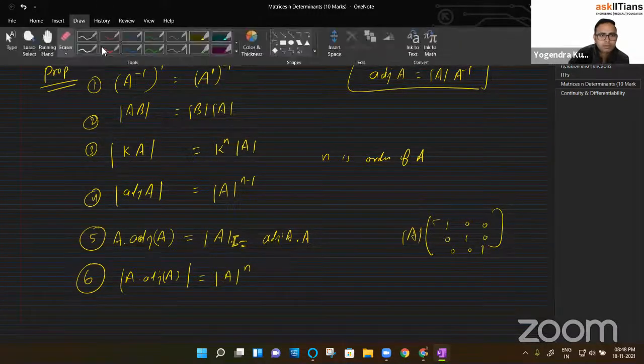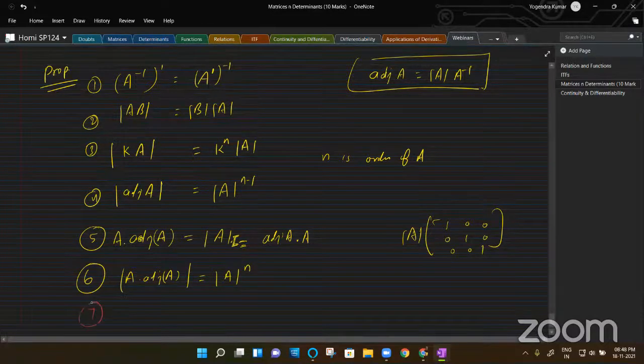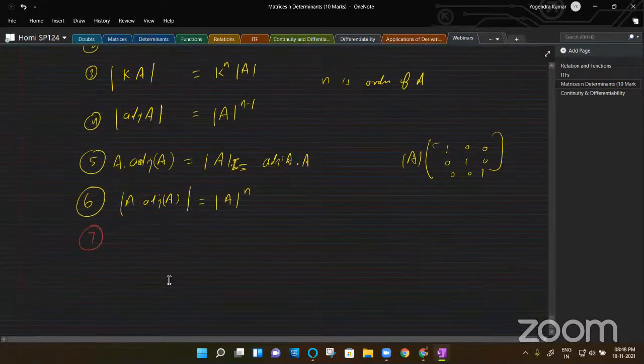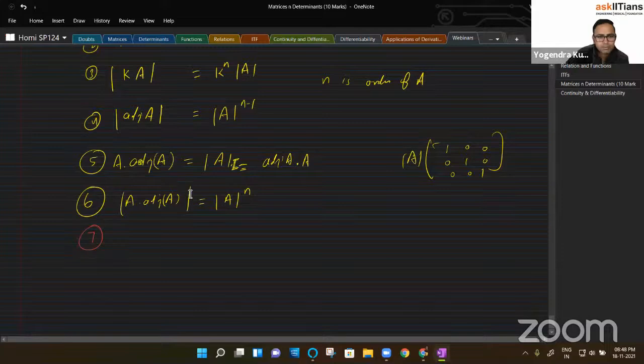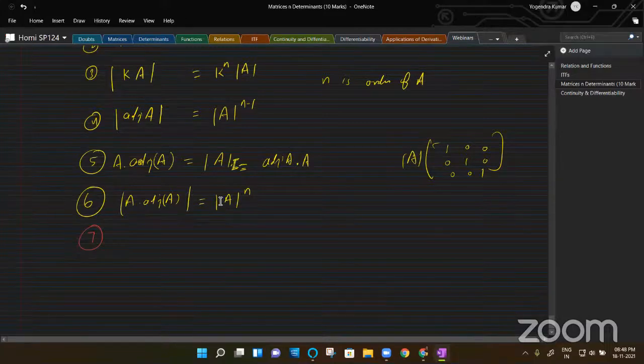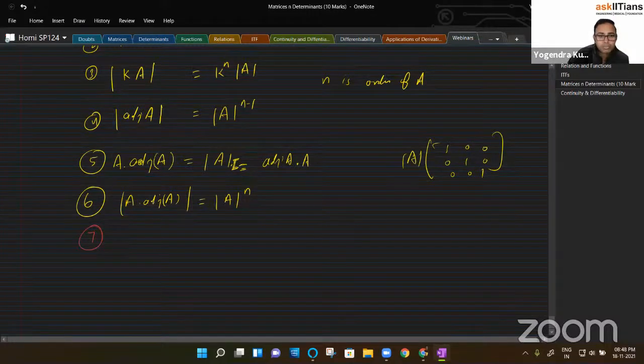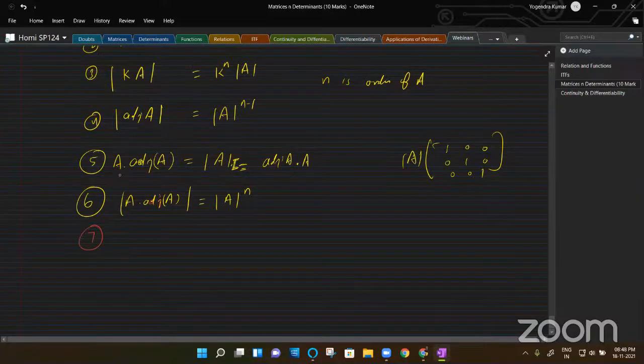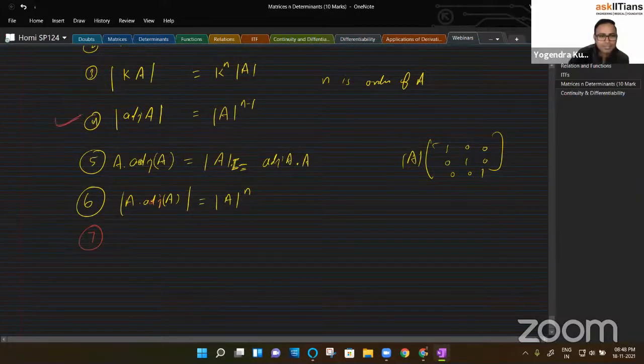Seventh property. It will be n minus 1 only, because there is one A in the A dot adjoint A. You have to talk about determinant of adjoint A only, right? No, I'm talking about A dot adjoint of A. If it's A dot adjoint, then only raised to n. We already did that earlier, right? This is done. Understood?